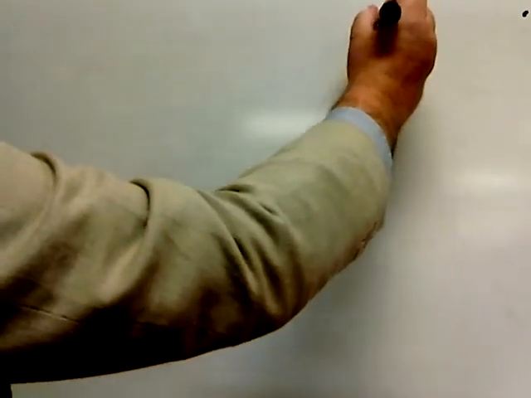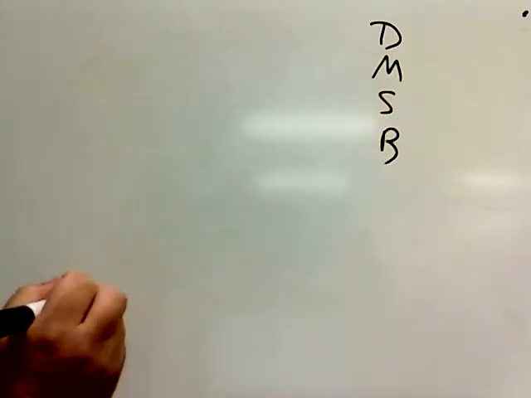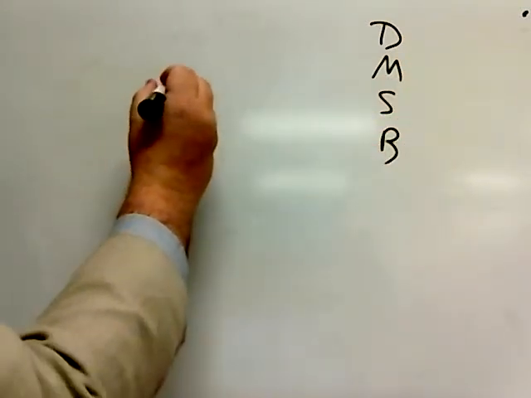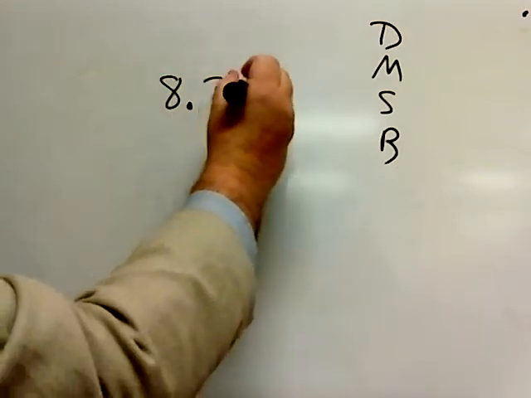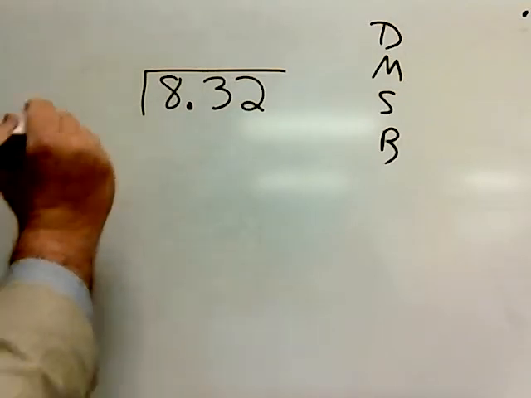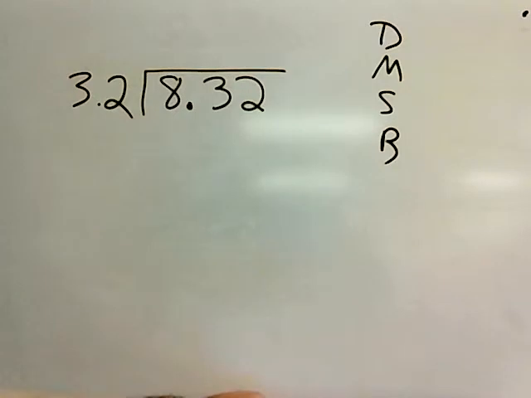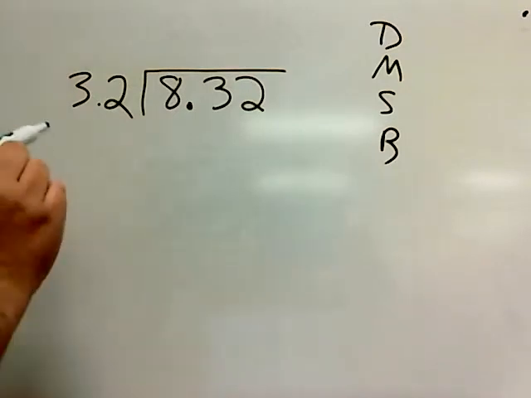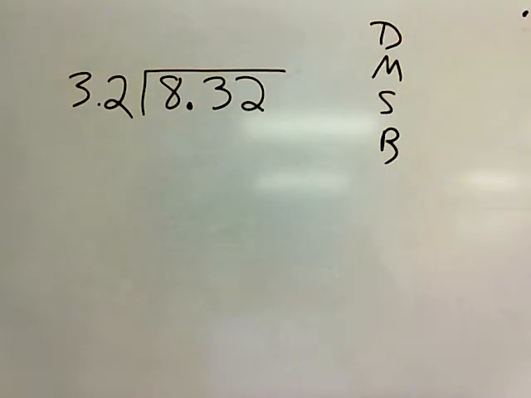Our 4 steps, D, M, S, B. And what we're going to try this time is 8.32, and we're going to divide that by 3.2. At this point, what I would like you to do is go ahead and stop the video and move the decimals where they belong.